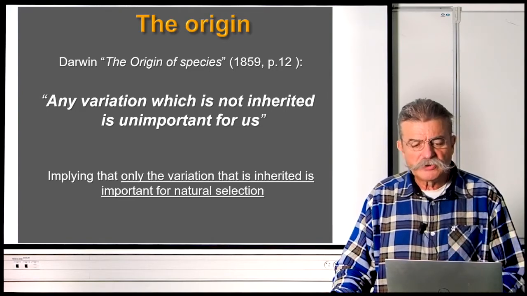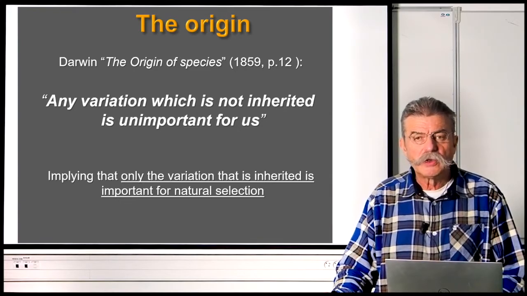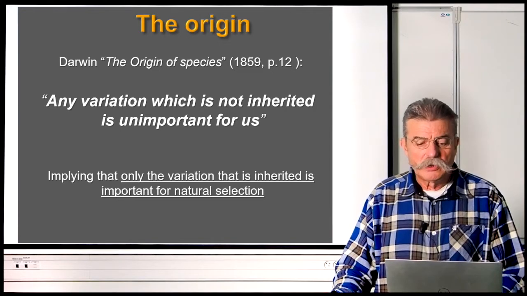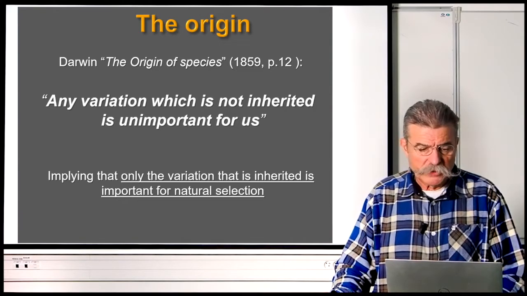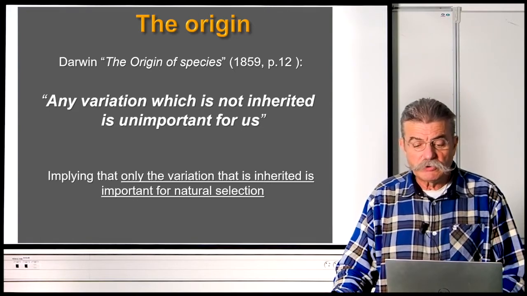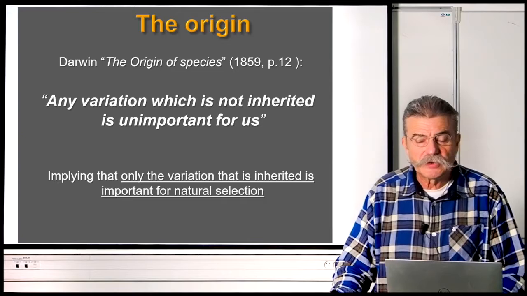To really understand this, I think it's important to come back to the origin of the thinking about natural selection. And the origin is a book by Darwin, The Origin of Species, where he wrote this sentence. He said, "Any variation which is not inherited is unimportant for us," implying that only the variation that is transmitted is important for natural selection.